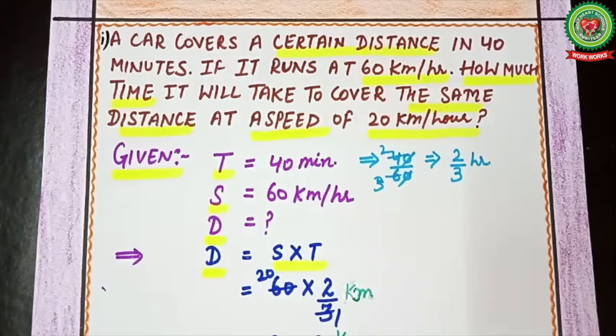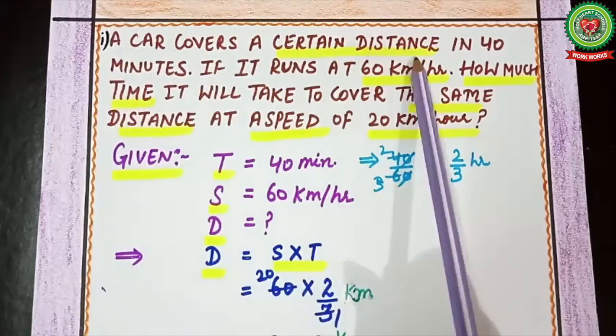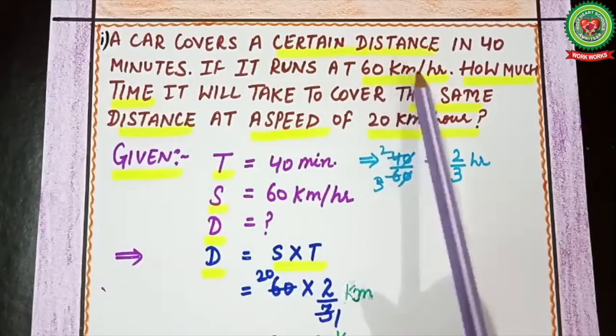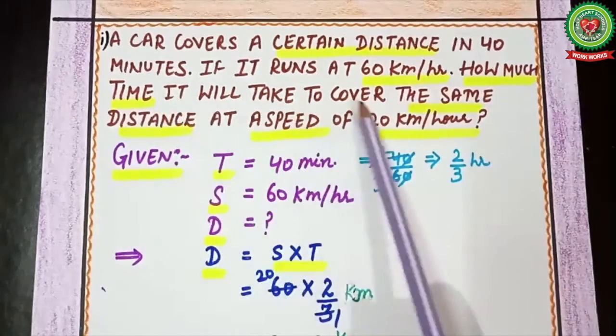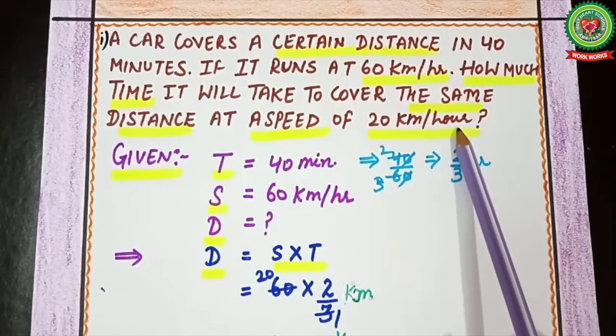So students, before starting our topic, that is how to find the average speed, we will discuss one example in which we need to find the distance, and at the same time we have to find the time, right? So here we will first of all read the statement. A car covers a certain distance in 40 minutes. If it runs at 60 km per hour, how much time will it take to cover the same distance at a speed of 20 km per hour?